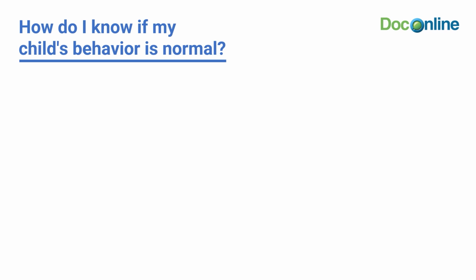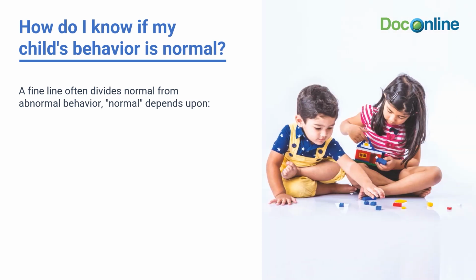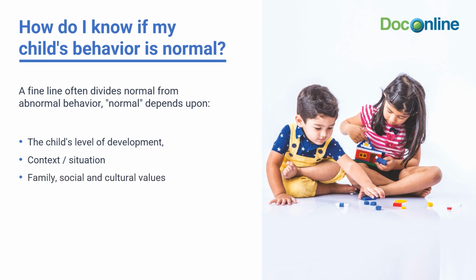Parents often have difficulty in telling the difference between variations in normal behavior and true behavioral problems. In reality, the difference between normal and abnormal behavior is not always clear. Usually, it is a matter of degree or expectation. A very fine line divides normal and abnormal behavior. Normal depends upon factors like the child's level of development, situation, and time. It also depends on the child's own family values and expectations, also cultural and social background.